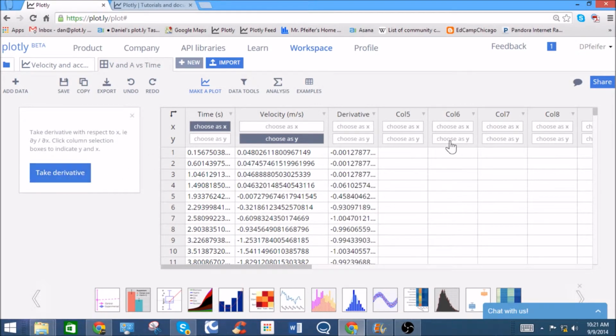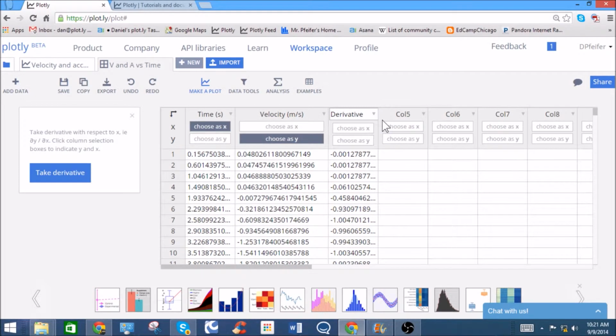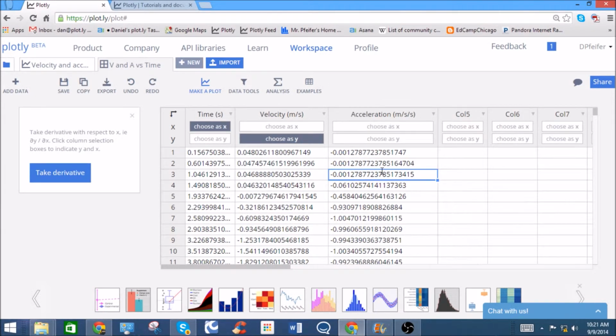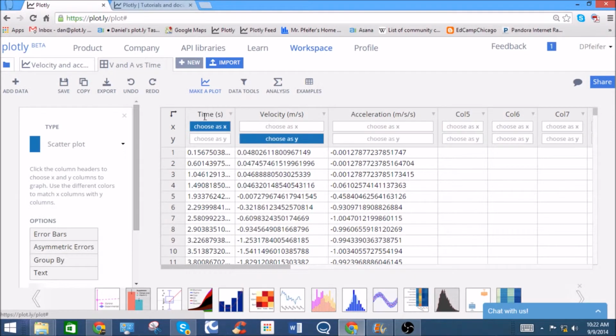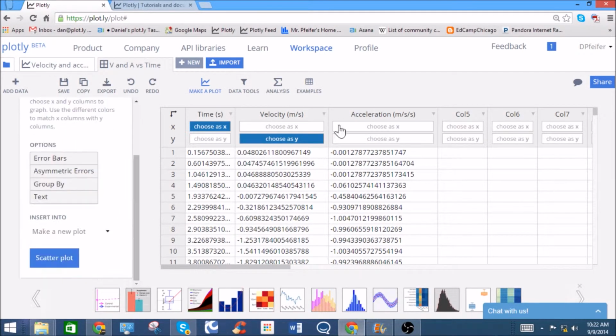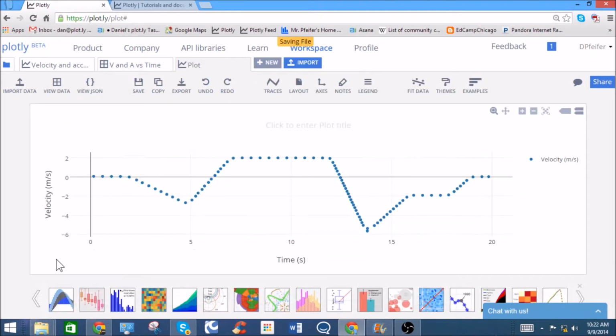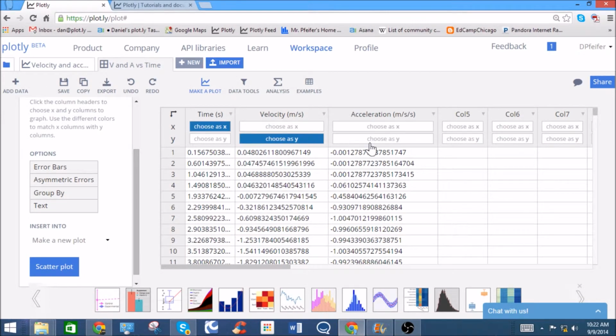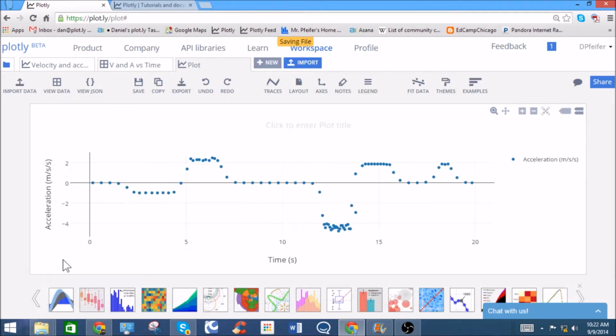variables, click Take Derivative, and then rename your column. Let's next run a quick check to make sure that these are looking the way that we expect. So we run a velocity versus time graph and get as we would expect. And we run a separate acceleration versus time graph and get about what we would expect.